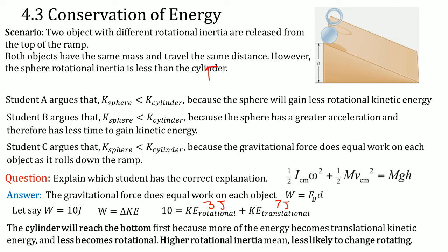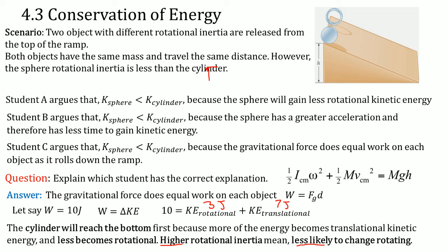Because it has higher rotational inertia, it's less likely to change its rotation, because that is what the definition of inertia is. It prevents an object from changing. The object started from rest, so it wants to stay at rest. The object was not rotating, so it wants to stay not rotating. So the higher inertia of the cylinder means it's less likely to want to roll.